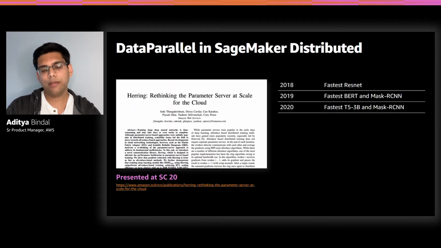Now, we have used this underlying technology to demonstrate the fastest training times in the cloud for a few years now at re:Invent. In 2018, we demonstrated the fastest training time in the cloud for ResNet. Last year at re:Invent, we did the same thing again for BERT and Mask R-CNN. And this year, just this morning, in fact, you would have seen the fastest training time for T5, the 3 billion model in NLP, as well as Mask R-CNN again.